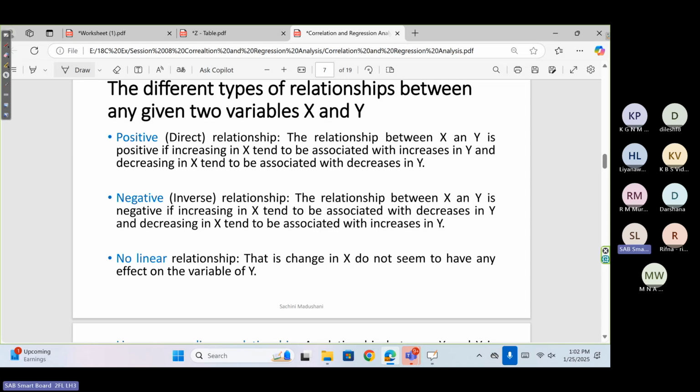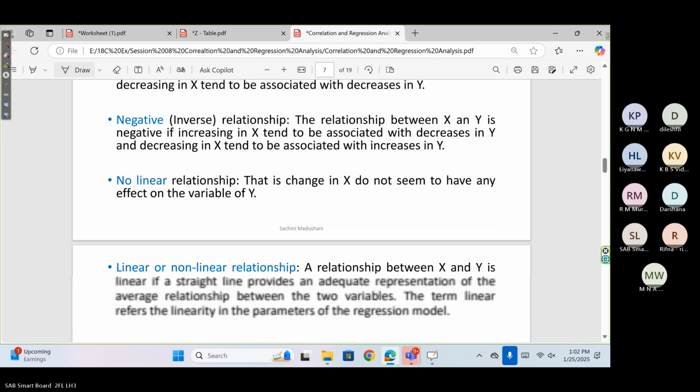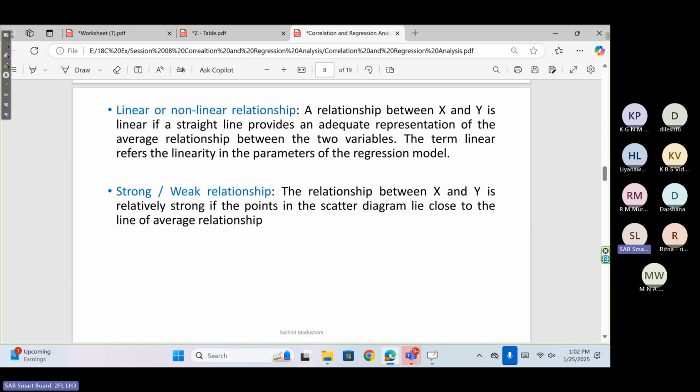Positive means both x and y are increasing. When the x value increases, the y value also increases. Both go in the same direction. For negative, if x increases, what happens to y? Decreasing. These two variables go in different, opposite directions. It's clear? Then we identify weak or strong, positive or negative, and discuss them one by one.